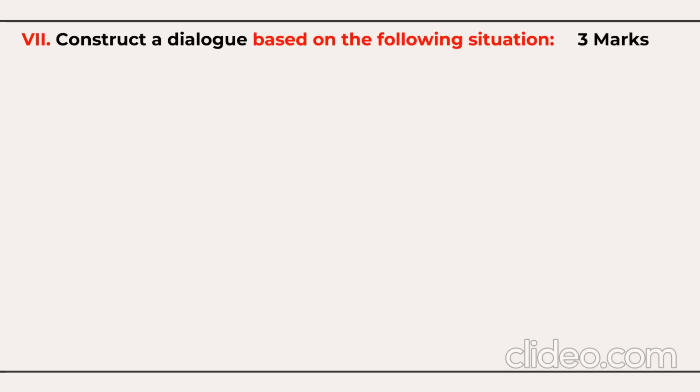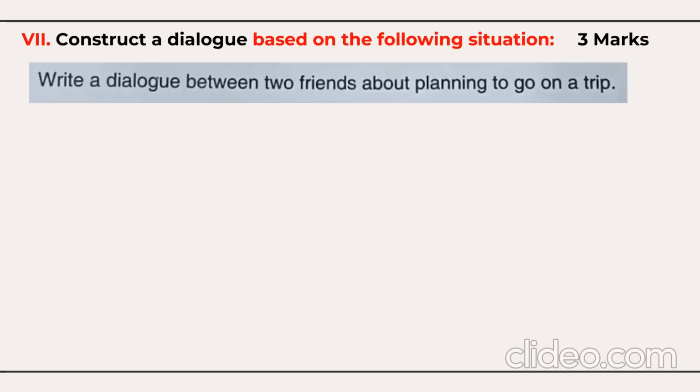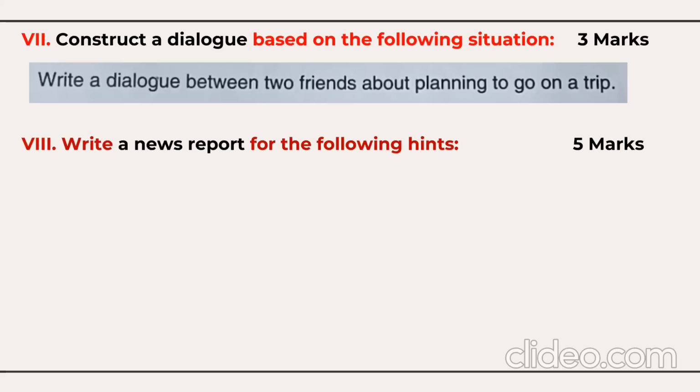Next question, construct a dialogue based on the following situation. That's for 3 marks. A situation will be given, like write a dialogue between 2 friends about planning to go on a trip. At least try to construct 4 or 6 dialogues, A, B, like this. Next, you have write a news report for the following hints. This is quite a typical topic, and it has a weightage of 5 marks.